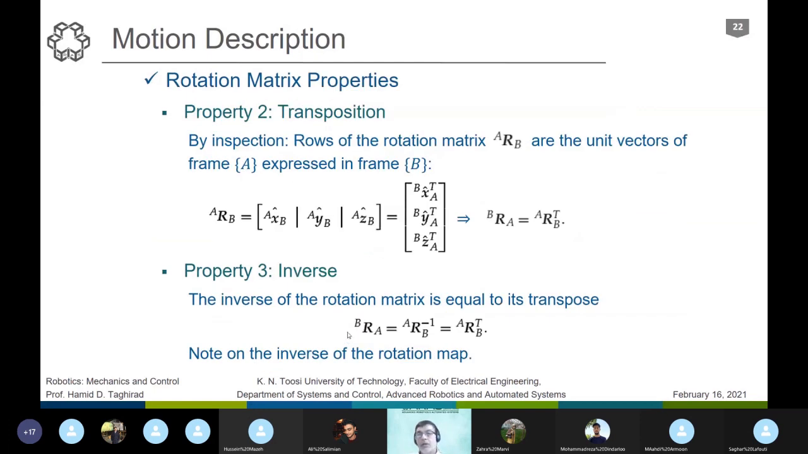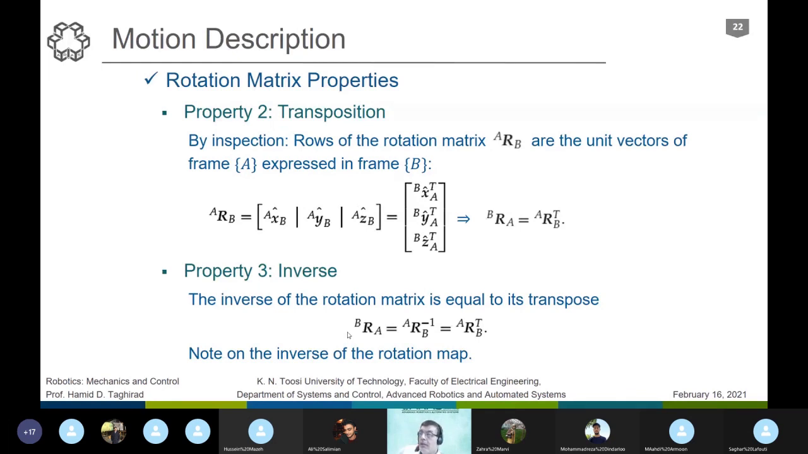So we know in linear algebra that for every orthonormal matrix, the transposition of the matrix is equal to the inverse of it. The inverse and transposition for an orthonormal matrix is the same. But here we don't have just a mathematical matrix. We have a matrix that has the concept of rotation in it.